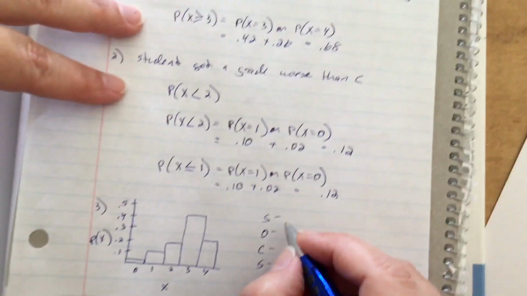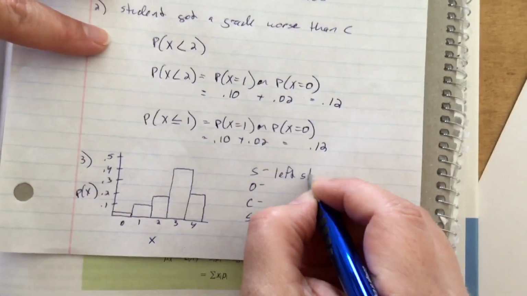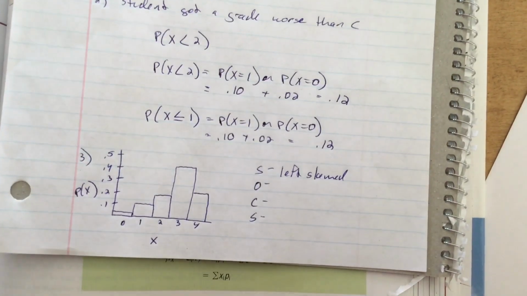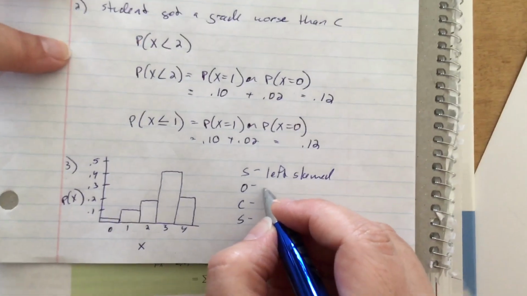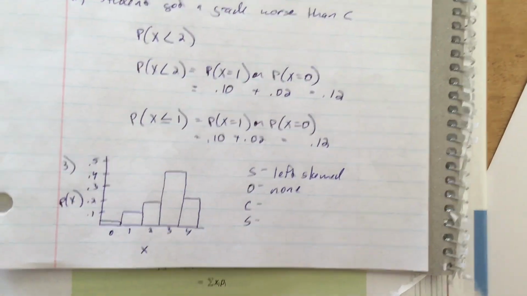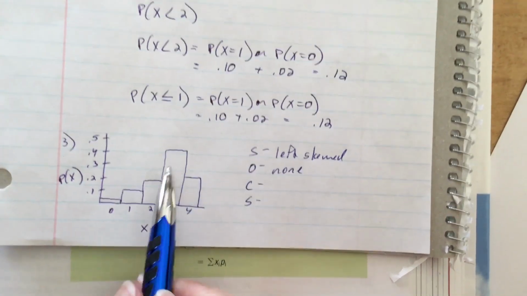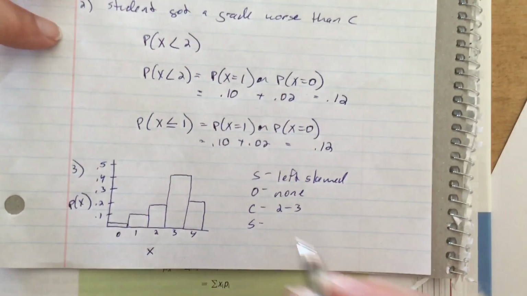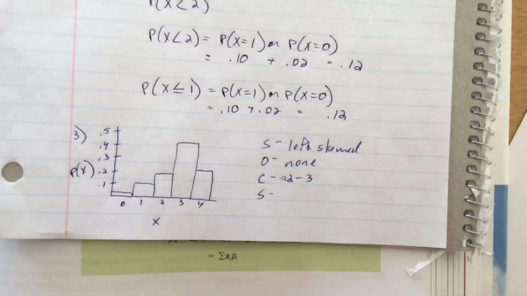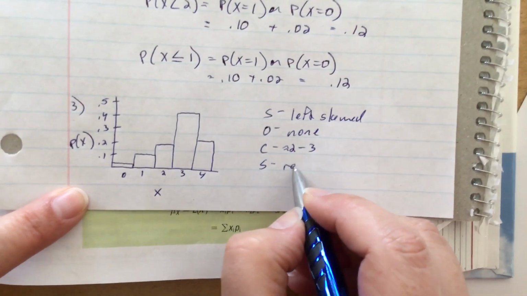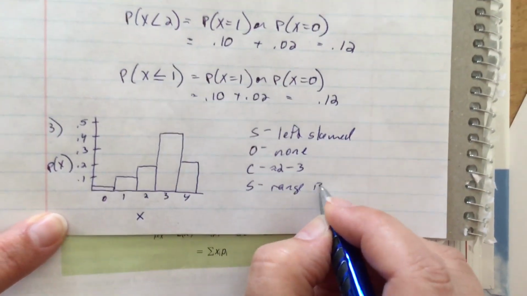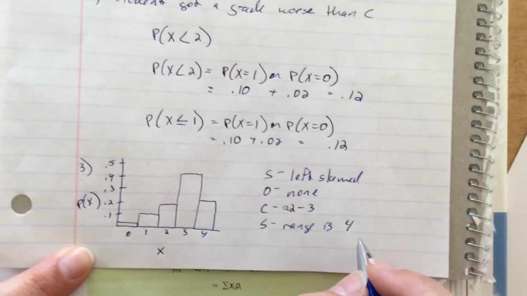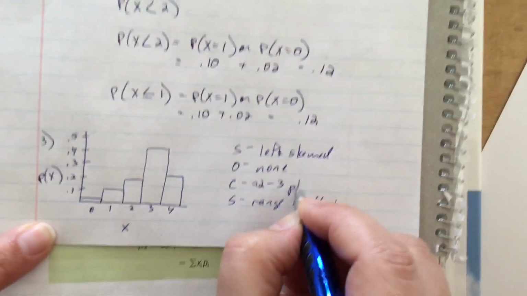Then it says describe what you see. The shape is left skewed. It doesn't appear to have any outliers, so I'm going to say none. The center, here's the peak, but it's probably going to fall off a little bit, so I'm going to say approximately between a 2 and a 3. And then the spread, the range goes from 0 to 4, so the range is 4. These are grade points, this is a grade point average. Okay, see you on the next one.